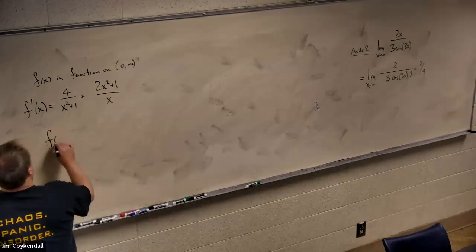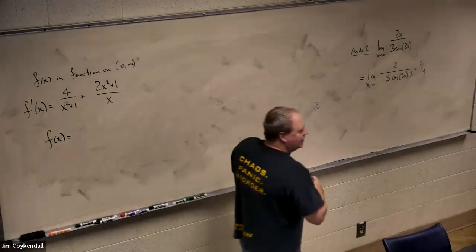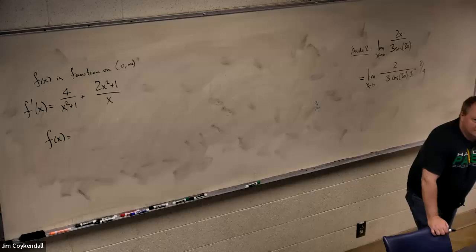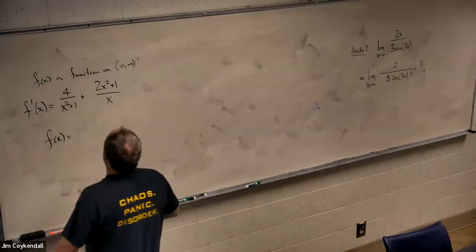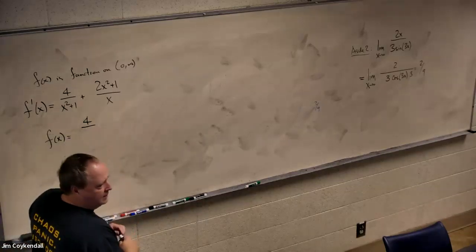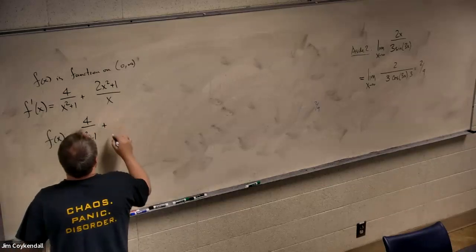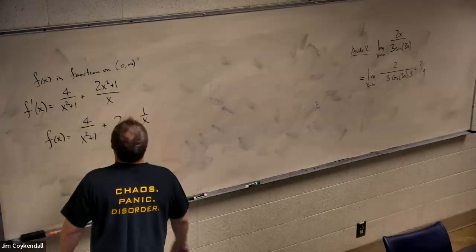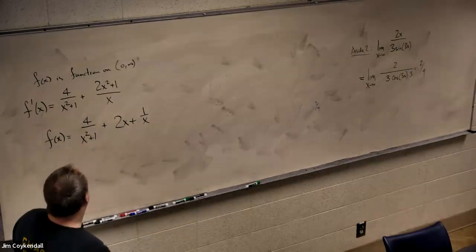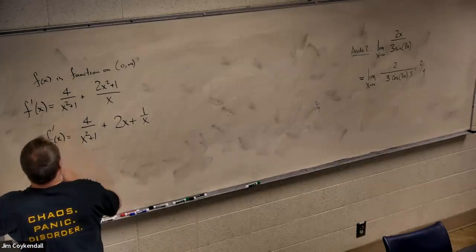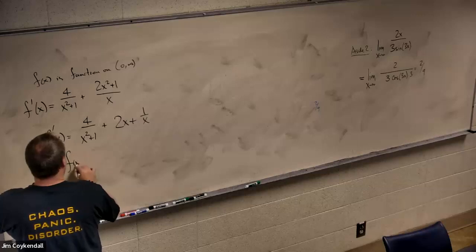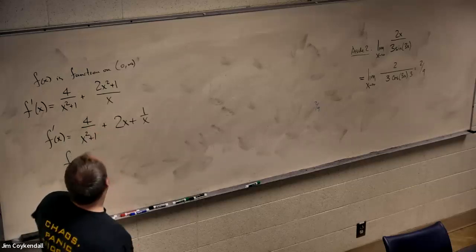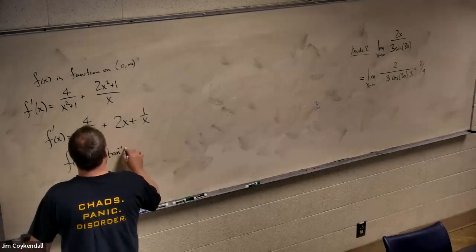So it asks me in part A, what is the most general form of f of x? That's exactly what you want to do. So this was a little bit trickier. But this is 2x plus 1 over x. Okay, so let's go through. I'm sorry, f prime. I want to rewrite this. So f of x, as you say, take the antiderivative. What's the antiderivative of 4 over x squared plus 1? Good. 4 times the inverse tangent of x.